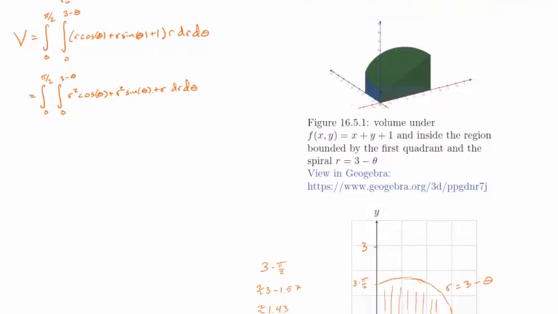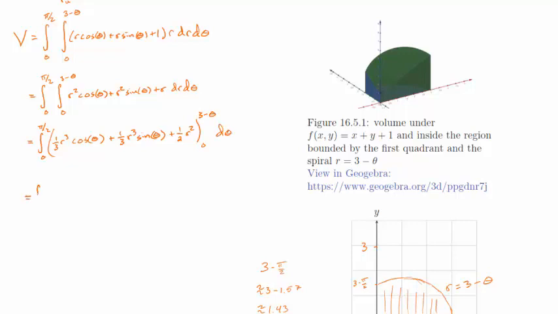Again, we can't factor out any functions of r, so we are going to do this all together. We have the integral from 0 to pi over 2 of 1/3 r cubed cosine of theta plus 1/3 r cubed sine of theta. I'm already seeing integration by parts in my future. Plus 1/2 r squared, and all of this needs to be evaluated from 0 to 3 minus theta, d theta.